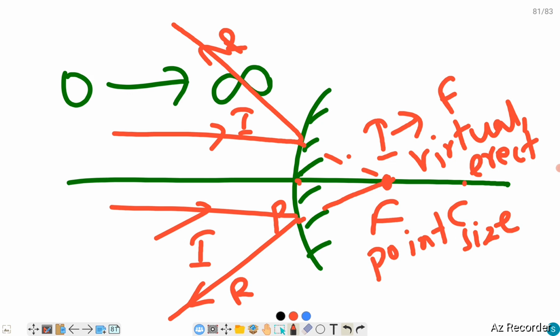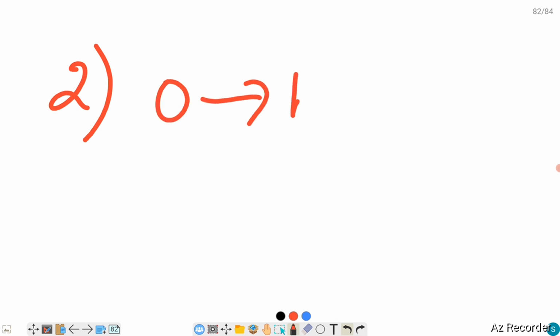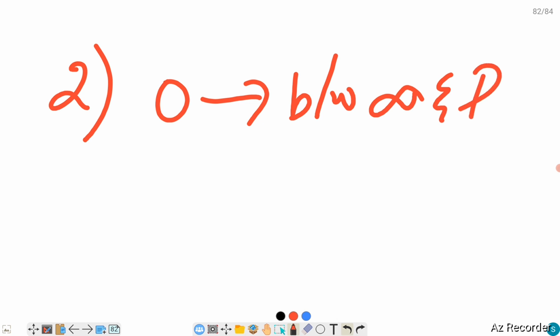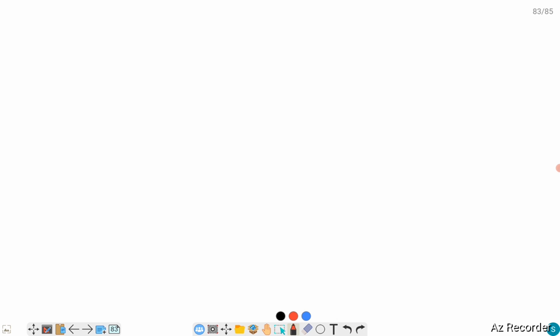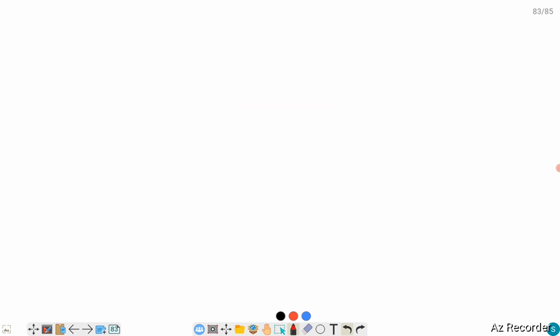And the next one, the second case: the object is between infinity and pole, anywhere you take for the convex mirror. We have many applications for this also. Now I am doing the convex mirror.